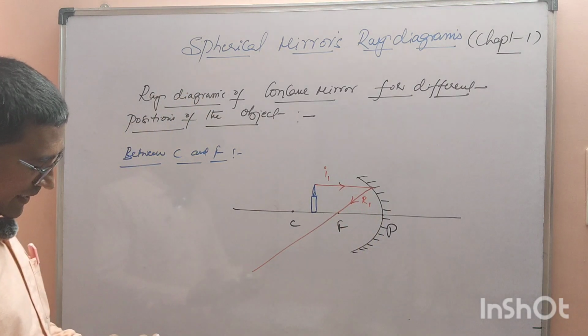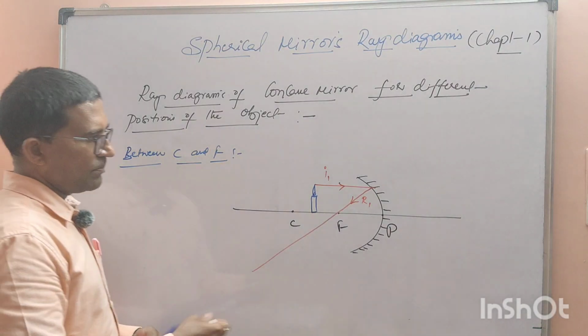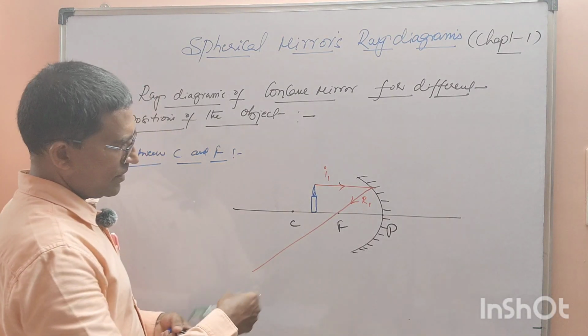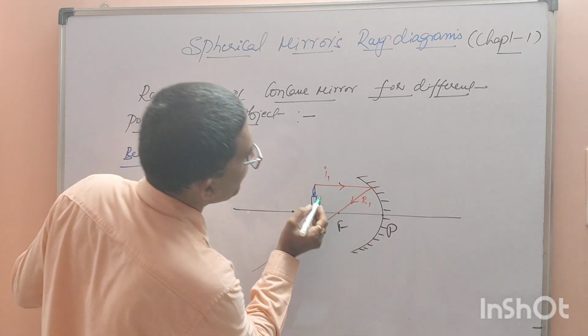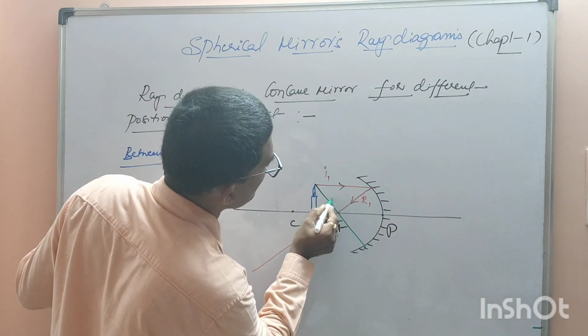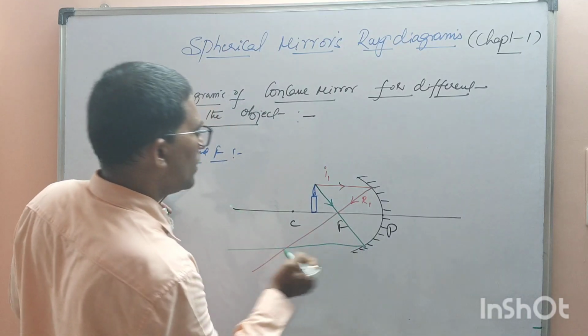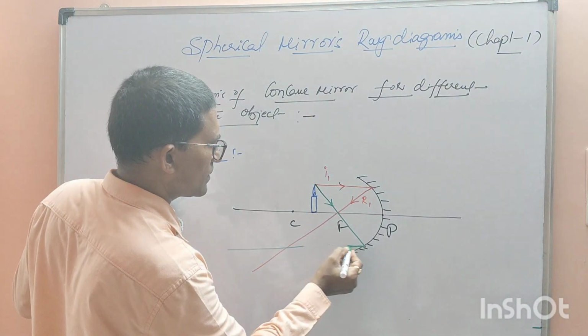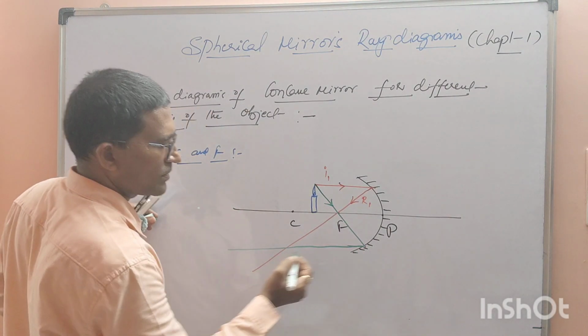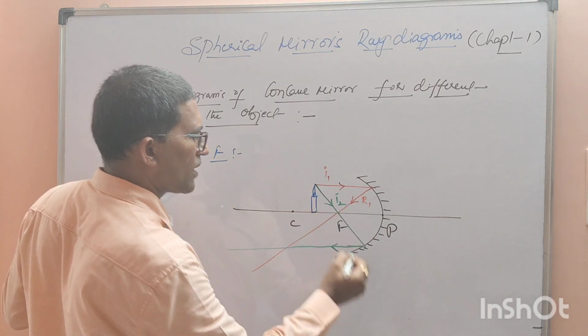Next one, the second ray. I will draw the second ray. If it is passing through the focus like this, after reflection it is parallel to the principal axis. Now this is the reflected ray. I will name it as I2 and this as R2.